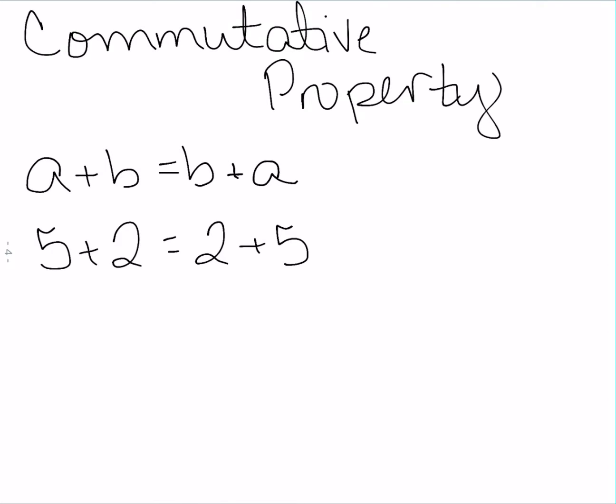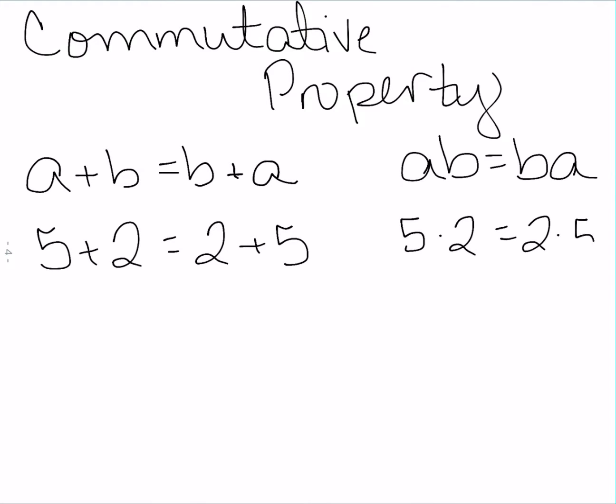For multiplication, it essentially says the same thing. Multiplying, order doesn't matter when you multiply. 5 times 2 is the same thing as 2 times 5. So this is what the commutative property says. If you're adding or you're multiplying, the order does not matter.